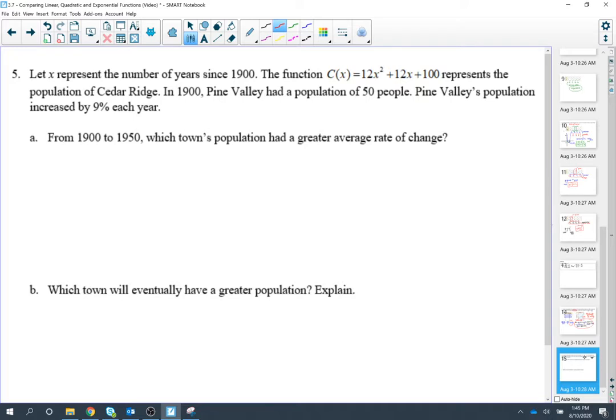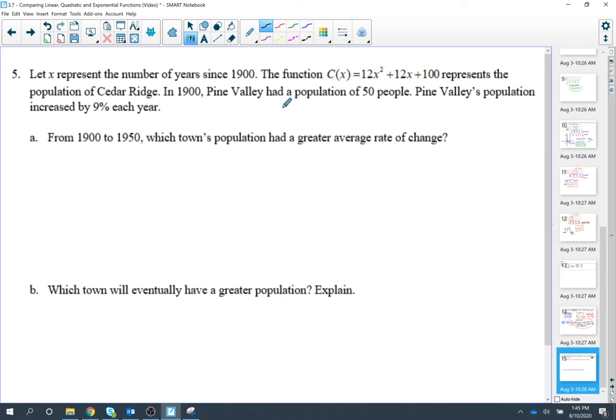Example 5. Let x represent the number of years since 1900. The function c of x equals 12x squared plus 12x plus 100 represents the population of Cedar Ridge. In 1900, Pine Valley had a population of 50 people. Pine Valley's population increased by 9% each year. Letter A. From 1900 to 1950, which town's population had a greater average rate of change?